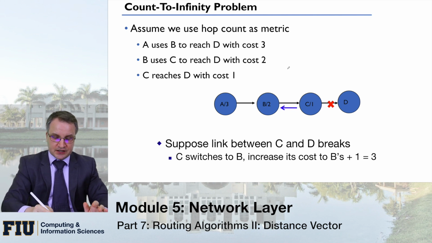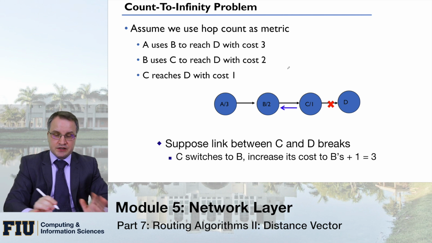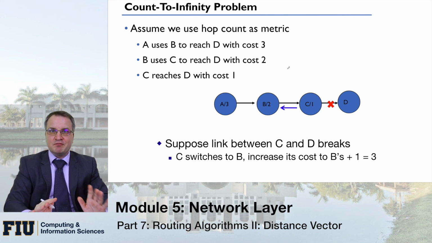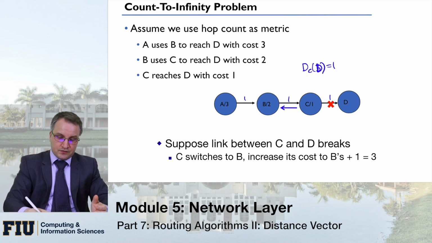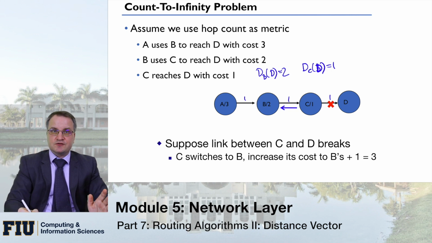Let's just discuss what is happening in this picture. Initially, before anything bad happened, and assuming every link has just a cost of 1, the knowledge that will be disseminated in the network is that from the perspective of C, to reach D is 1. From the perspective of B, to reach D is 2, and that's it. That's all the information that is necessary.